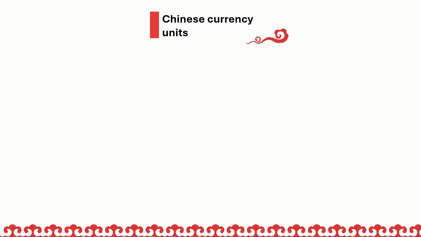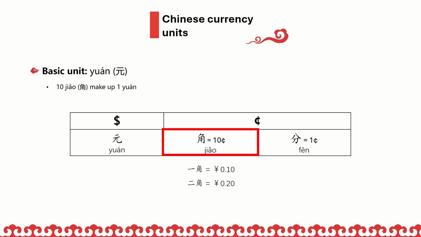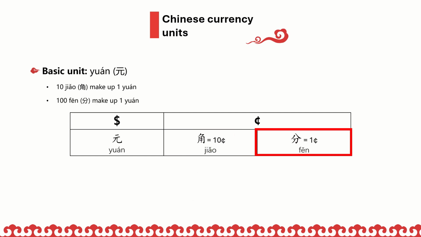Okay, so keep in mind what I explained about the US currency units. Chinese currency is basically the same, but they're just called different names. So the basic unit in Chinese currency is the yuan, which basically means dollar. There is a unit called jiao, which is worth 10 cents. This is just like the American dime. So 一角 is worth 10 cents. 二角 is worth 20 cents. 三角 is worth 30 cents, and so on. Finally, the unit called fen is worth 1 cent.